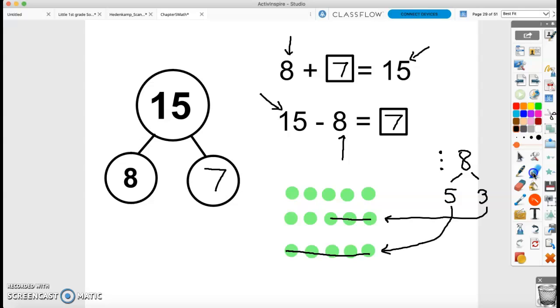So remember, for related facts, we're using all of the same numbers. Okay? So I have 15 is my whole, so that's the answer to an addition sentence, and it starts my subtraction sentence. I have 8 as one of my parts, and it is one of the add-ins to my addition sentence, or it is what I subtract off. And my other part, 7, is my other add-in in my addition sentence, or it could be the difference, my answer. So those are my two parts.